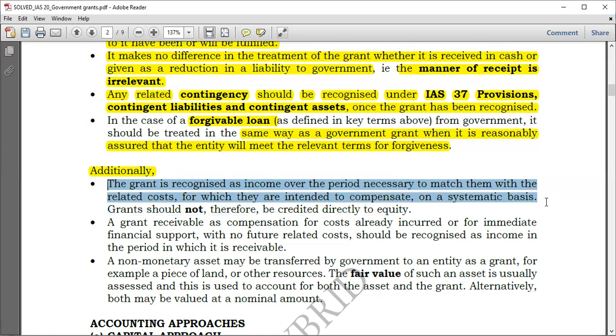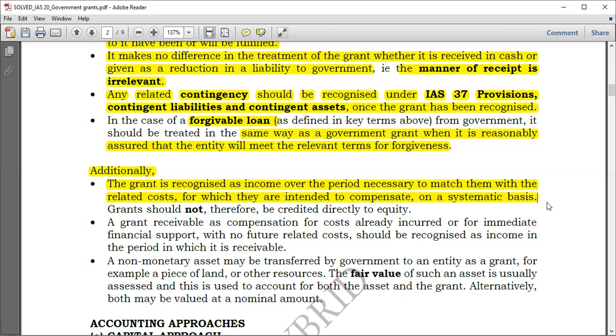What I mean here is, we'll see this in a computation, don't worry. Let's say that the government has given you $10 million to stay with the employees for 5 years. If you divide it by 5 years, you get $2 million. So each year, I'll be recording an income of 2 million, because it should match the cost.